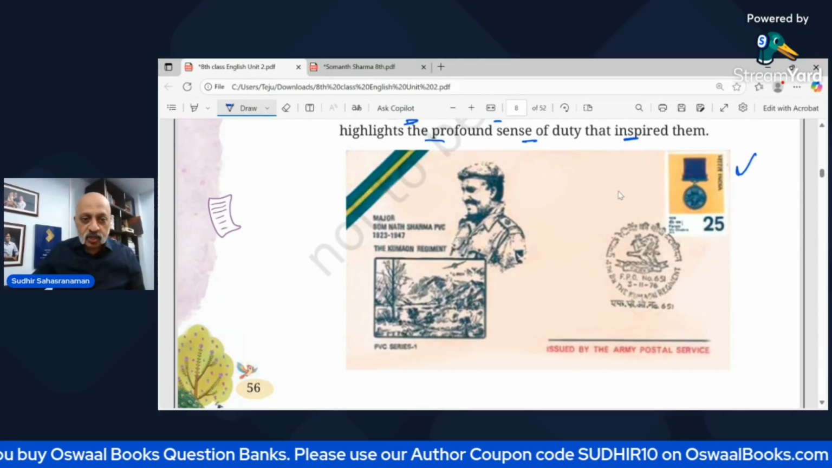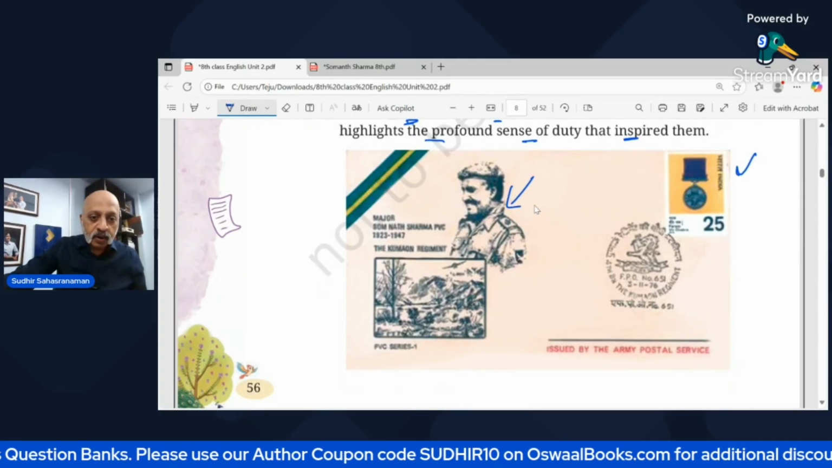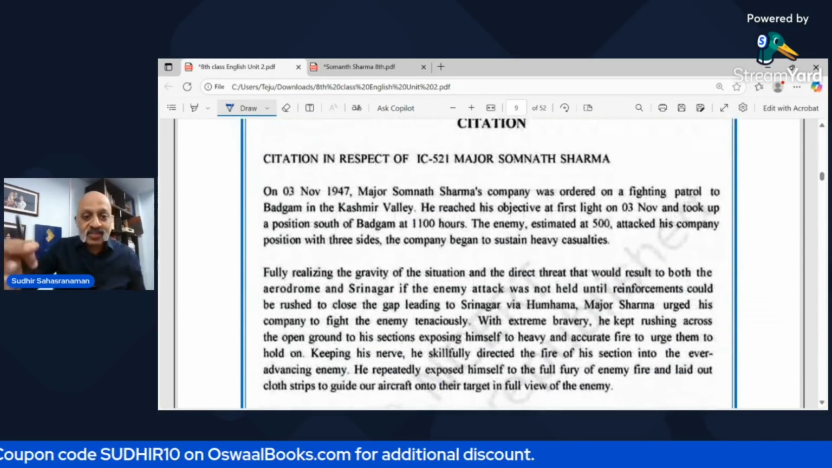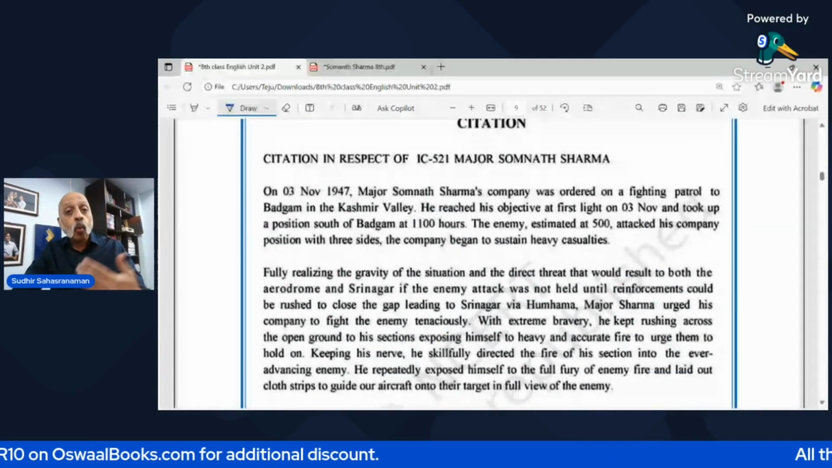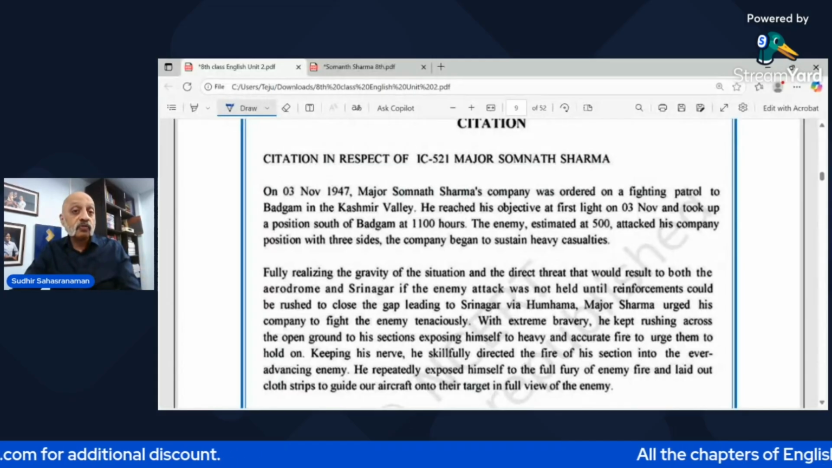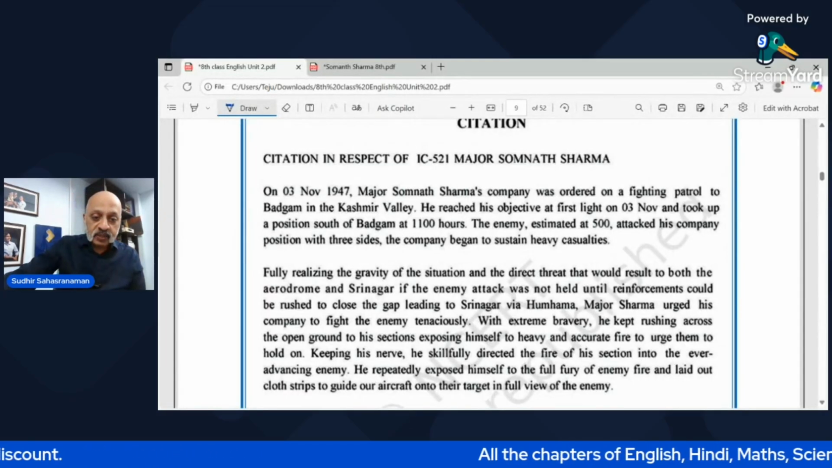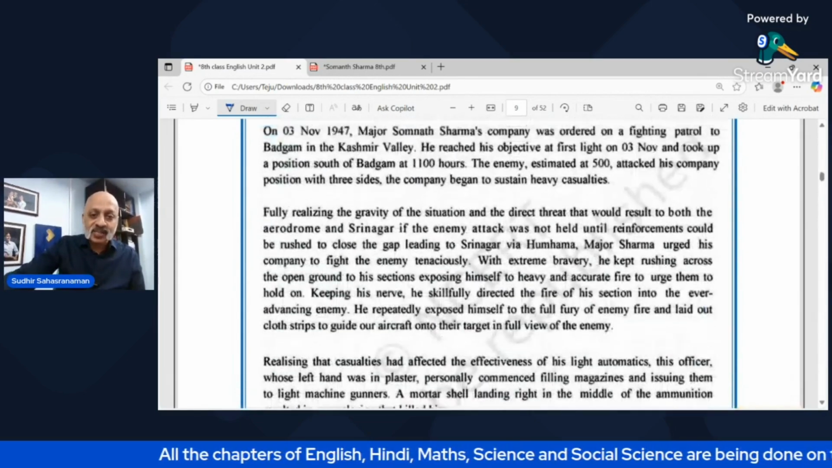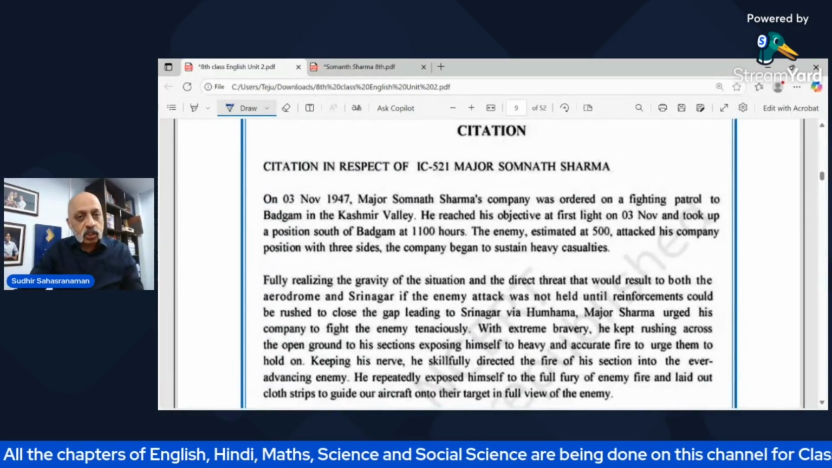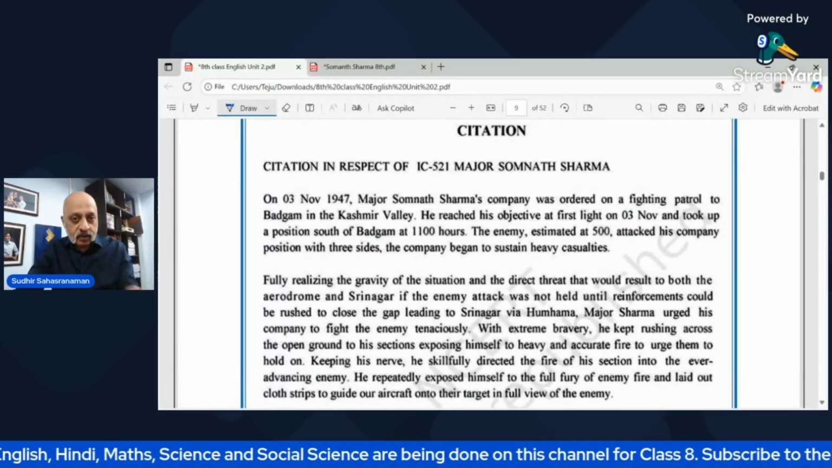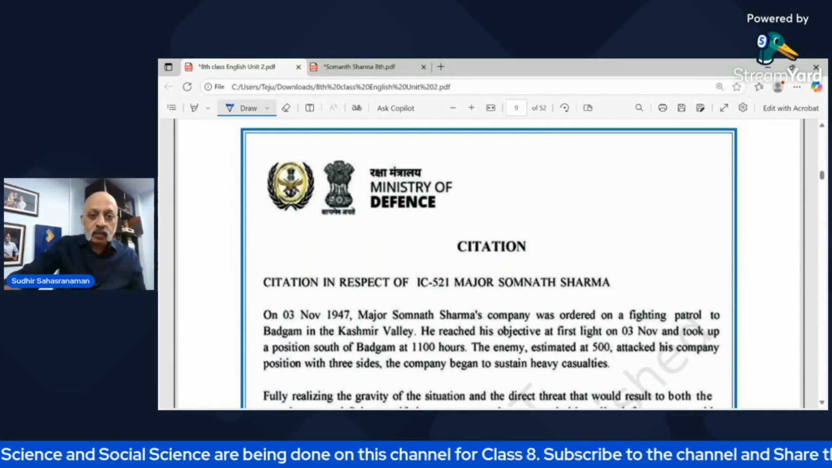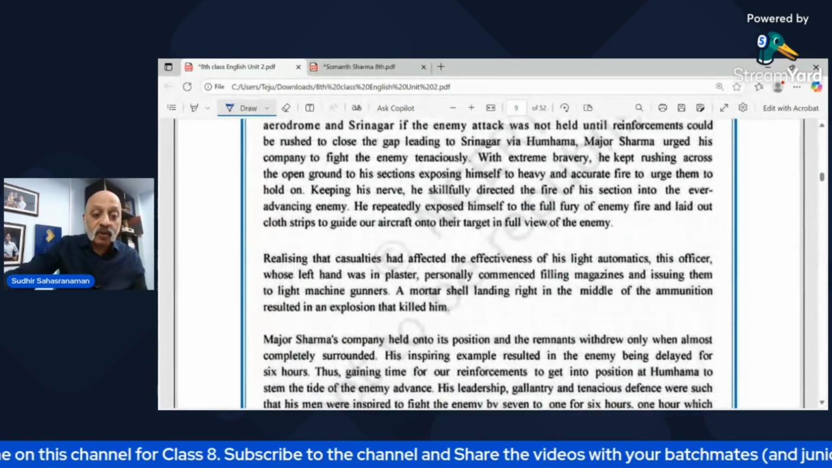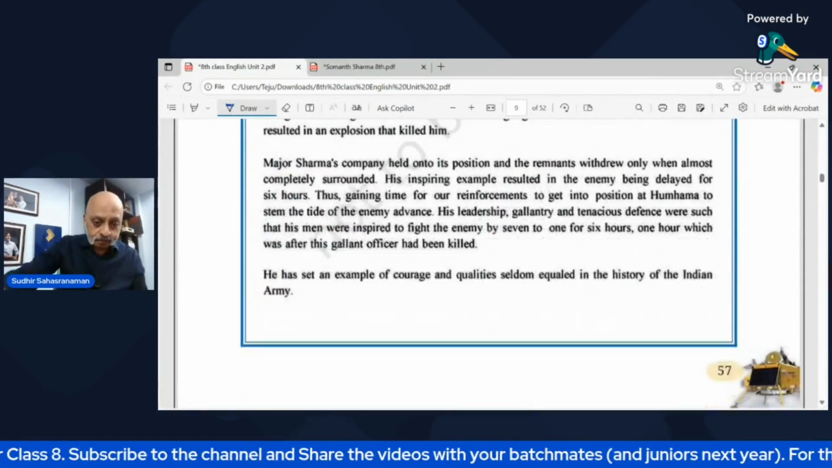This is the Paramveer Chakra. This is Major Somnath Sharma. Paramveer Chakra 1923 to 1947, issued by the Army Postal Service. This is the citation which details what really happened on the 3rd of November in the village of Badgam. What has already been explained in the story, that's exactly what is mentioned in the citation. So please go through the citation. This is issued by the army, the Ministry of Defense, about Major Somnath Sharma as to why he is being given the Paramveer Chakra.